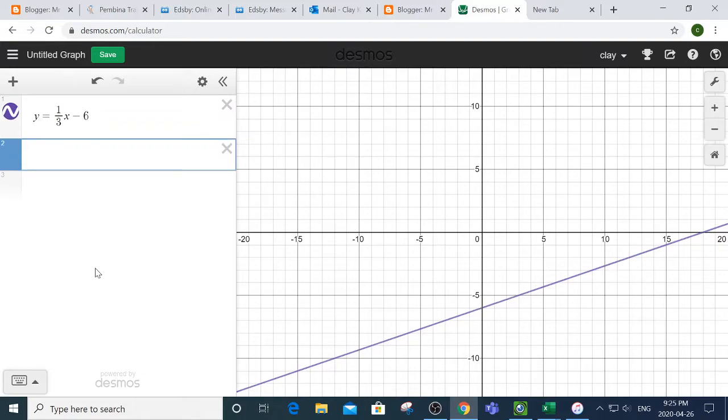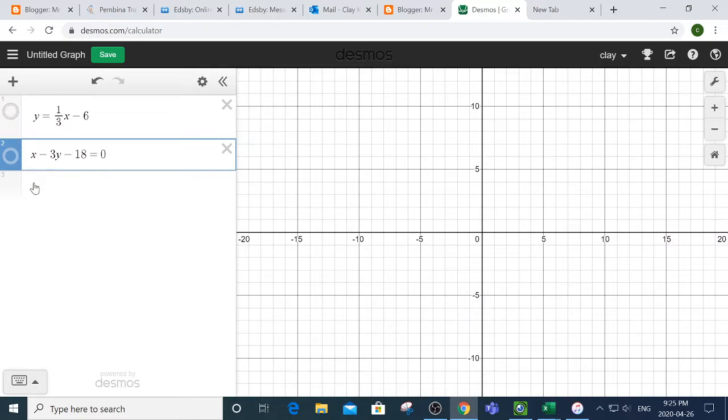And once I was done with it in general form, it looked like this. x minus 3y minus 18 equals 0. And as you can see, pink, black, or is that purple? Sorry, I'm not good with colors. Purple, black, same line exactly.